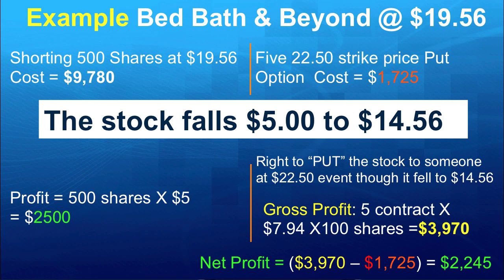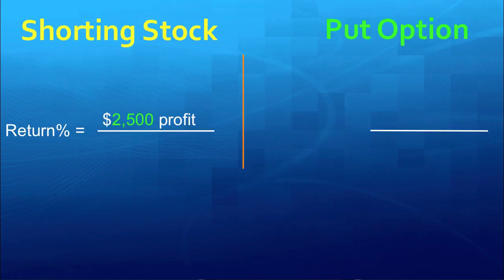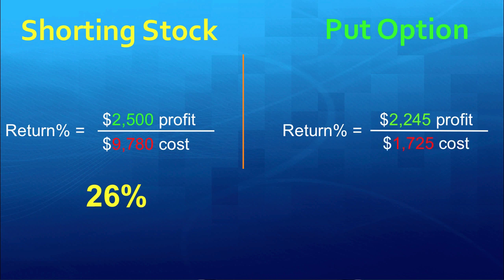Here's what I want you to get. Don't get caught up on the math. What I'm trying to show you, big picture, is you can get paid for the stock falling, and you could do it at a lower price, with lower risk than trying to short the stock. In fact, if you do the percentage return, let's just run through this real quick. You made a 26% return trying to short it because you had to put up $10,000 just to make $2,500. Whereas on the right-hand side, we put up $17.25 to make $2,245. That's 130% profit.